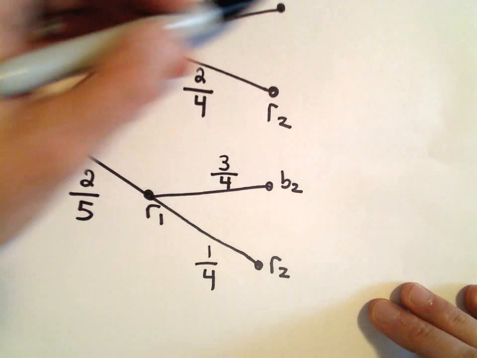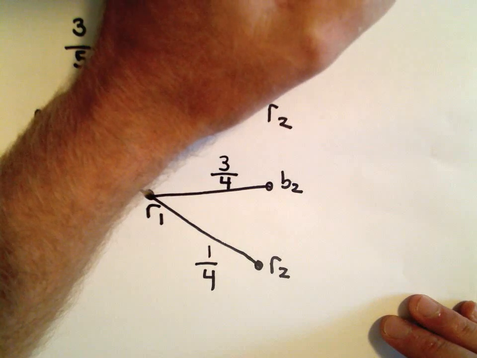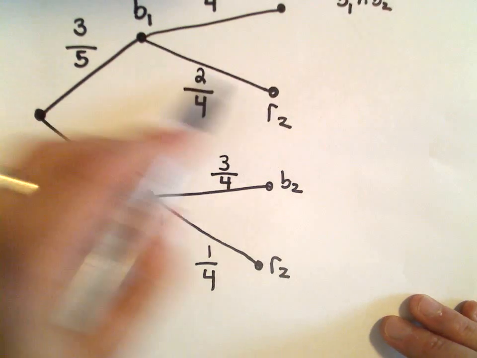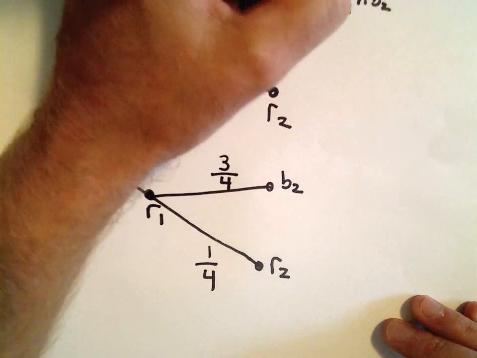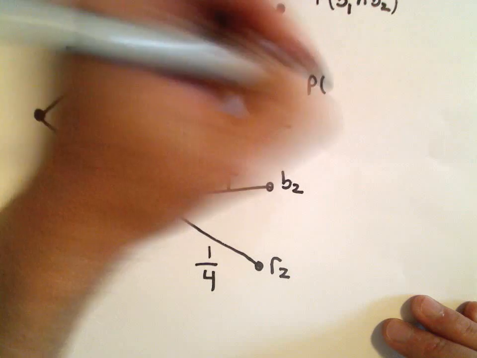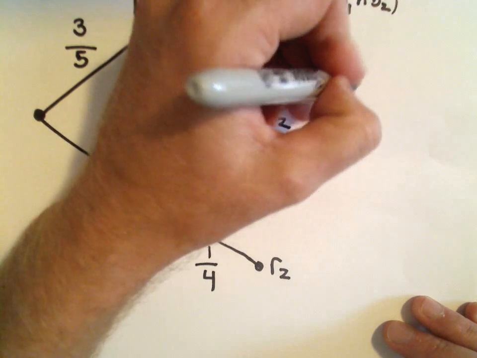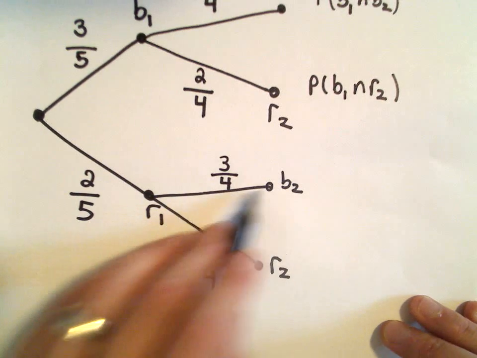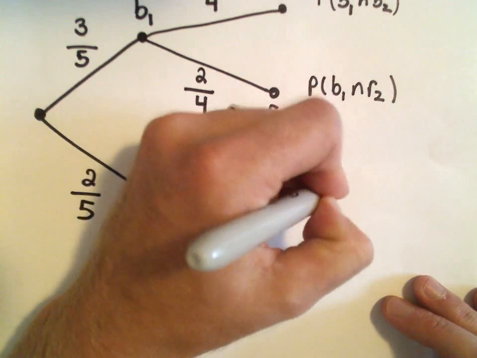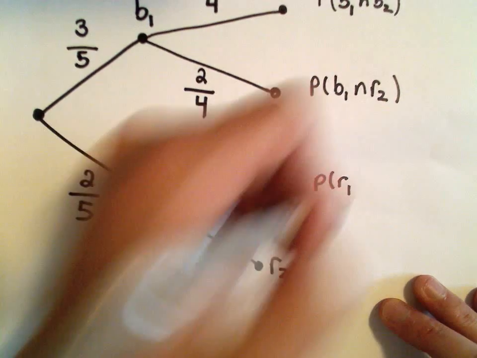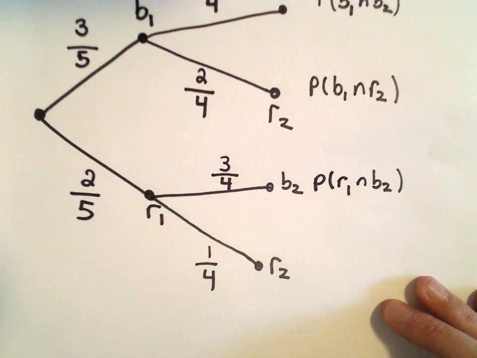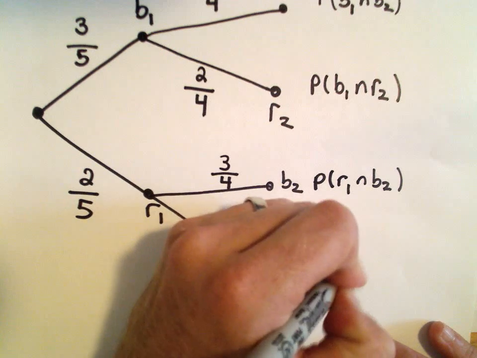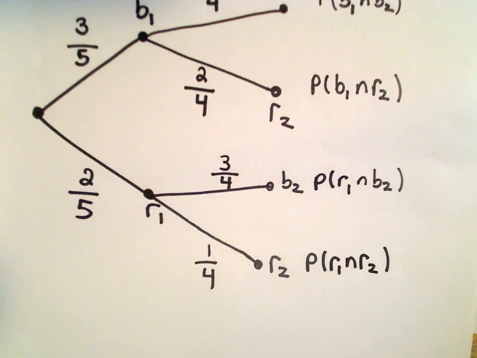If you think about the top branch, that's telling you the probability of getting a black one on the first draw and a black one on the second draw. This branch below it is going to tell us the probability of getting a black ball on the first draw and a red ball on the second draw. If we follow the bottom branch and then take the top branch, that's going to tell us the probability of getting a red one on the first draw and a black one on the second one. And likewise, the bottom branch is going to tell us the probability of getting a red one on the first draw and a red one on the second draw.